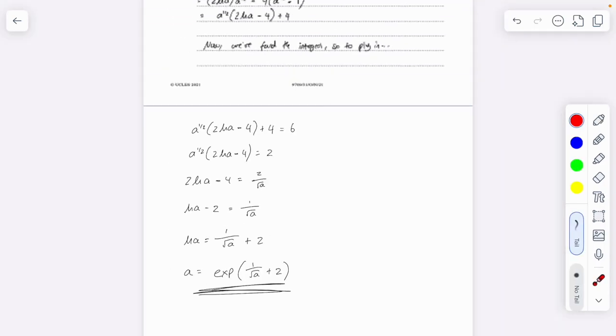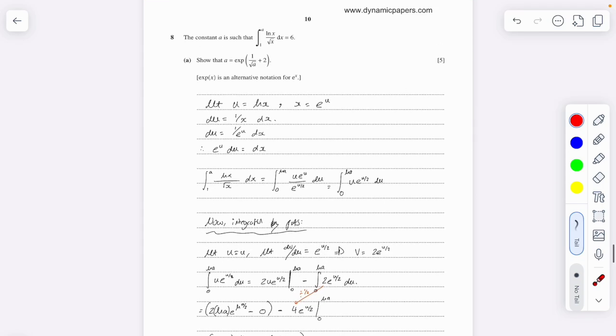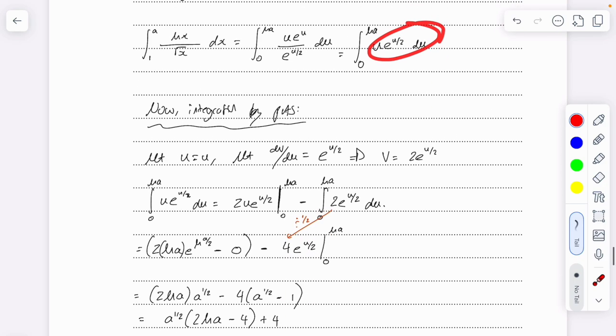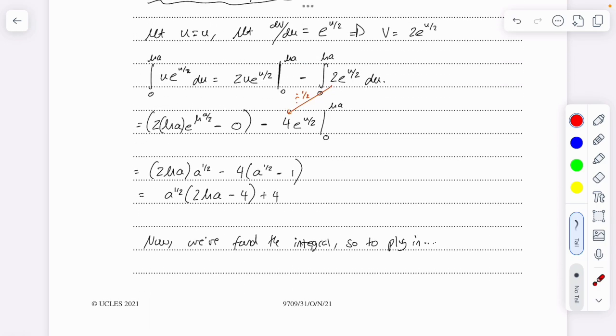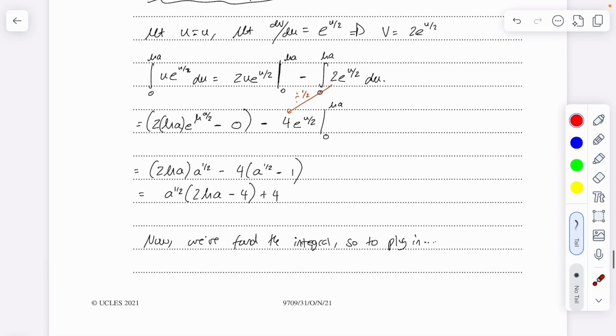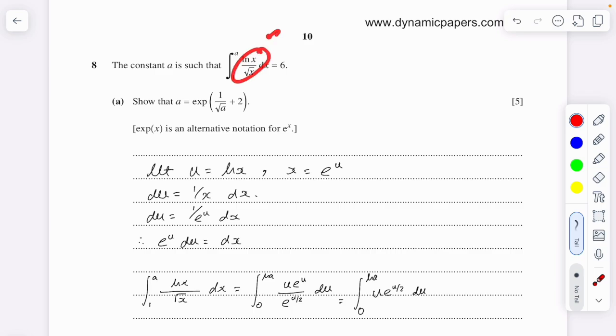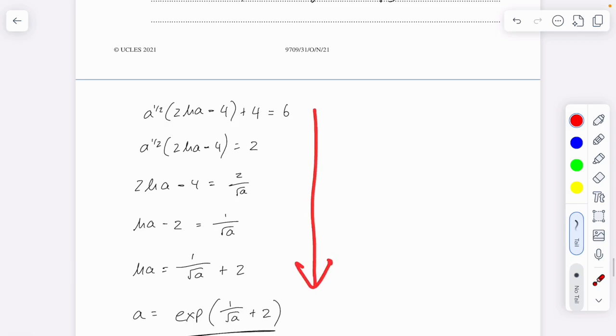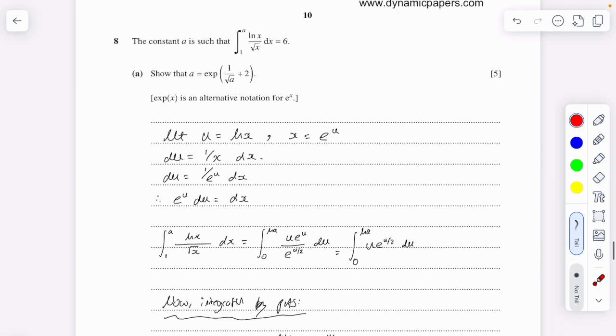So that's quite a long question. So let's quickly go over how we did that. The first thing we did was we changed it up a bit and we used substitution first, and that's just to make things easier for us later down the line. With that, we then used by parts, plugged in our new bounds, and we found our integral, which we then plugged into here to equal 6. And after that, we simplified and we got to the answer that they wanted.